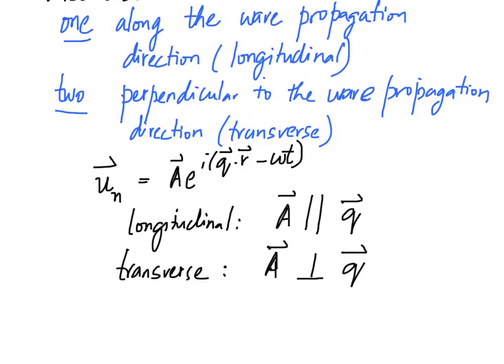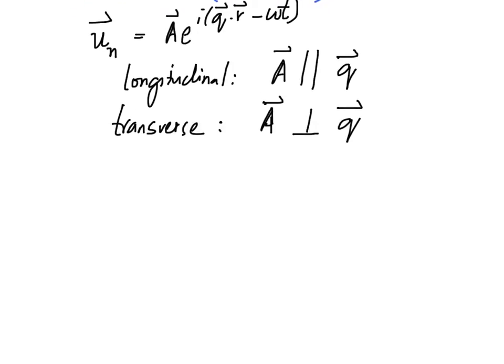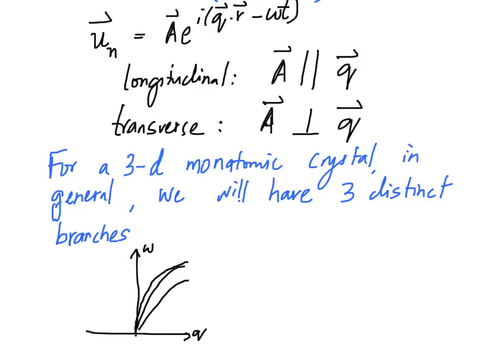And also we should note that we discussed the 1D monatomic crystal. Now if you have a 3D monatomic crystal, in general we'll have three branches. So here is a picture of what you can expect for a 3D monatomic crystal, by which of course we mean that we have a 3D lattice and we have one atom per lattice point, which is why we call it the monatomic crystal. In general, we will have three distinct branches.